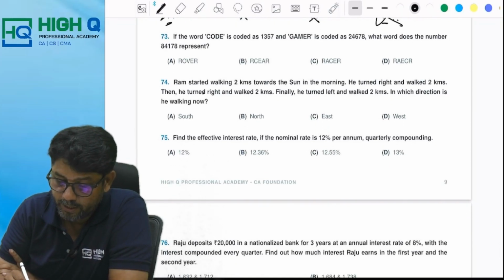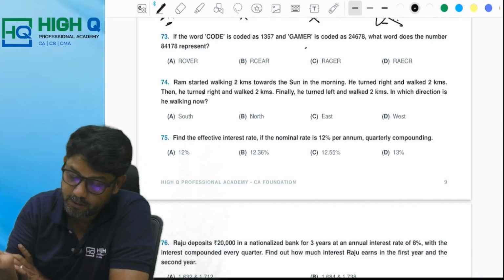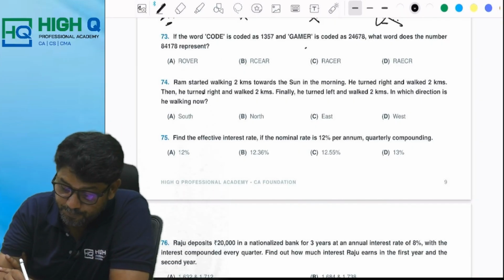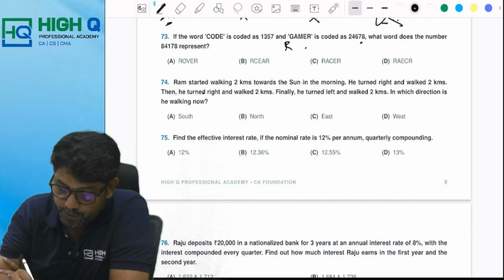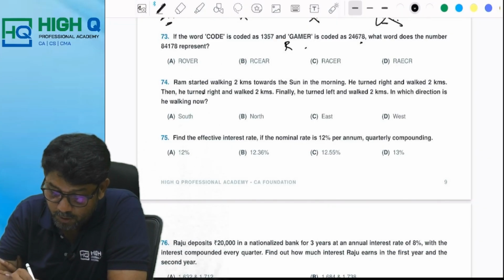Answer over. Next. The word code is coded as 1357. Gamer is coded as 24678. What does the number 841678 represent? Reverse. So 8. Where is 8 here? 8 is here. Therefore, first letter starts with R. So I think all four options start with R only.